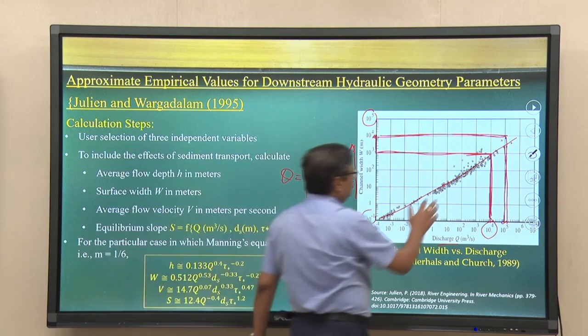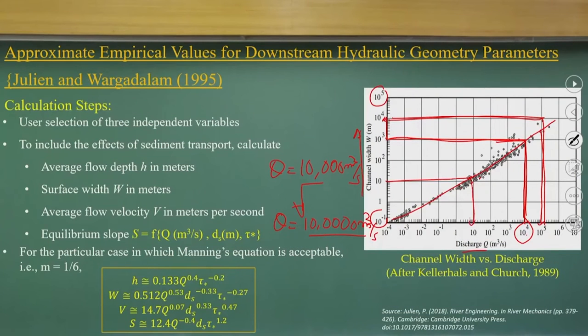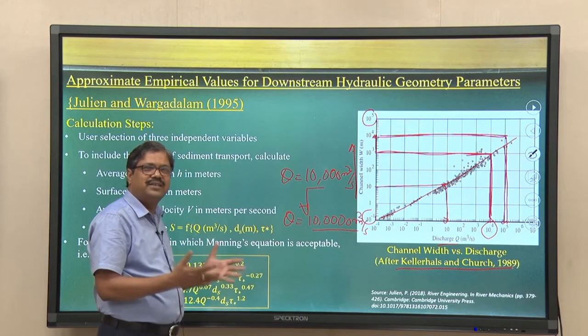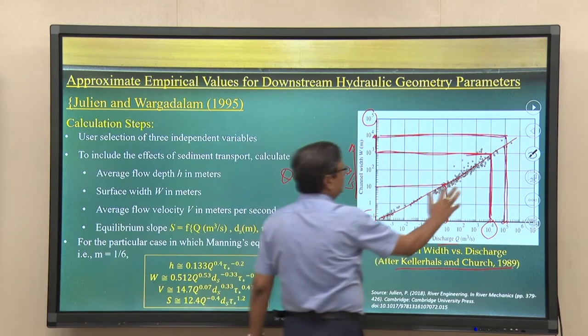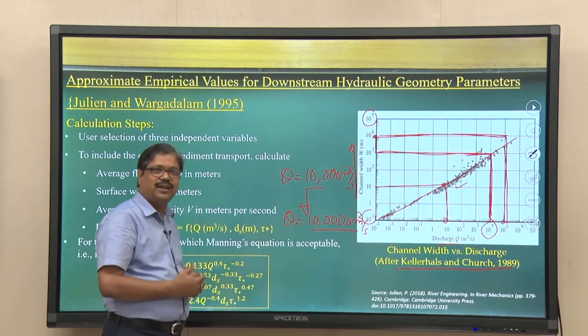because this data is plotted for real rivers. So, if you have a 10 meter width, you can say that in log scale you can have about 10 meter cube per second. This is a very interesting data compiled in 1983 by Kellerhals and Church. For a river specialist, the width of the river can be measured from satellite data, and we can know what the average discharge flowing through it could be. This plot we can use to know the estimated discharge ranges.